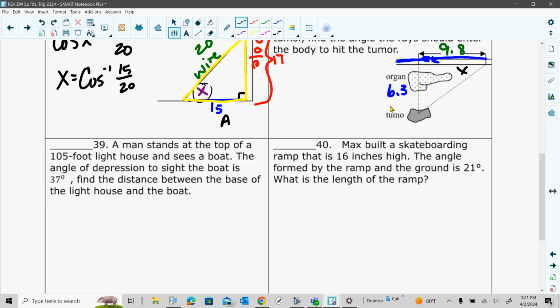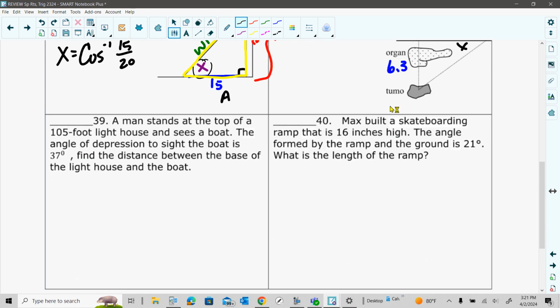The last two, you have to draw the picture. So the goal is to eventually form a right triangle so we can use trig. On this, I'm not sure if you're familiar with the light tower. It booms out. This doesn't look like a very good drawing, but this vertical would be my height, which is 105.